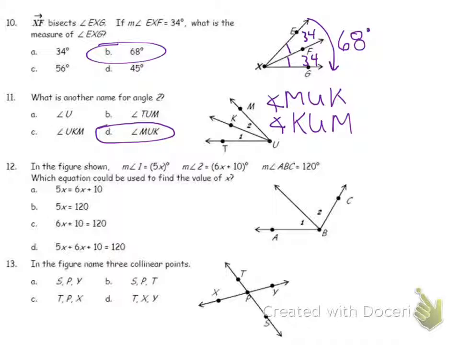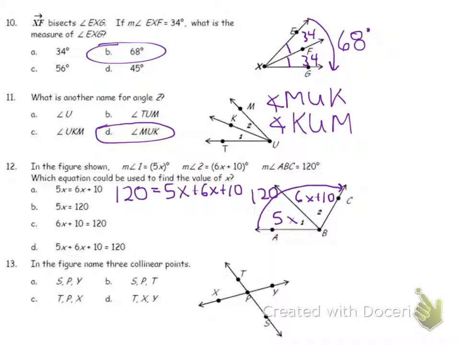Number 12, we have angle 1 is 5x, angle 2 is 6x plus 10, and ABC, the whole thing, is 120. So, which equation could we use to find x? Well, I don't have anything telling me they bisect, so I don't know if 1 and 2 are the same. So I'm going to use angle addition and say 120 equals 5x plus 6x plus 10. And if I look, that is answer D. And again, that one is angle addition.